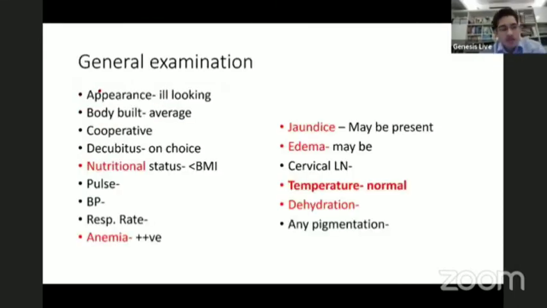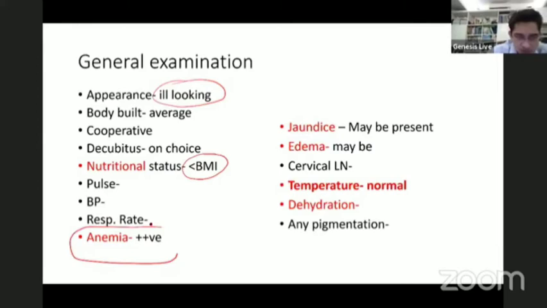General examination, what is important? In all chronic diseases, tuberculosis, even in malignancy, the patient would have a history of loss of weight and low BMI, right? The patient would definitely be ill looking with significant weight loss. Anemia is very, very important, and is very supportive of carcinoma cecum. Jaundice may or may not be present.